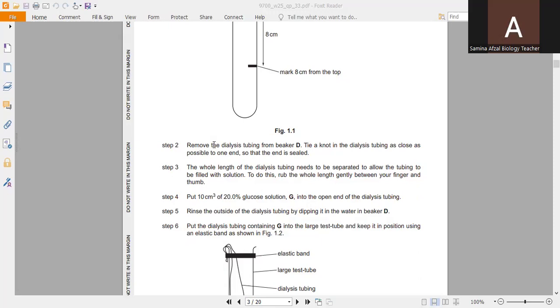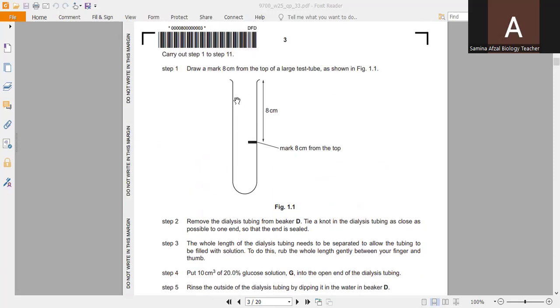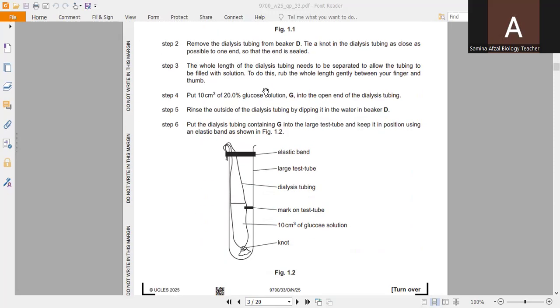So step 2, remove the dialysis tubing from beaker D. Take a knot in the dialysis tubing as close as possible to one end so that the end is sealed. The whole length of the dialysis tubing needs to be separated to allow the tubing to be filled with solution. To do this, rub the whole length gently between two fingers and thumb. So this is the way the dialysis tube can be opened. So keep it in the water and then rub it.